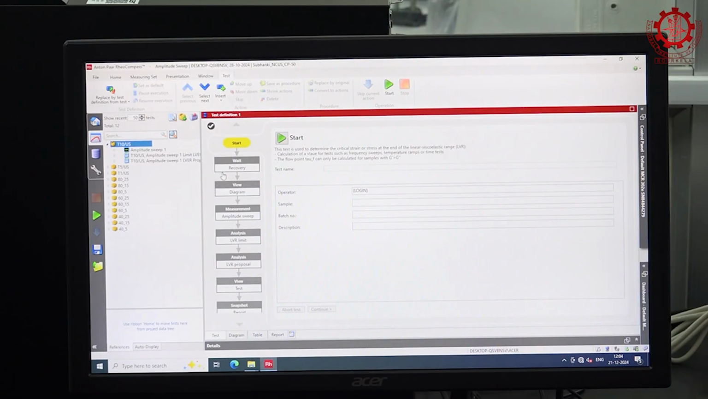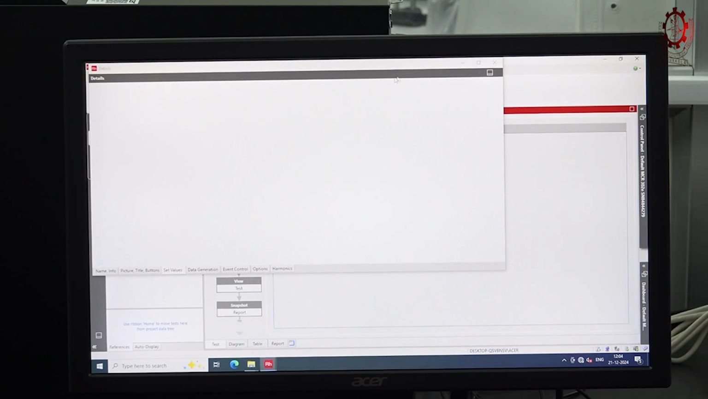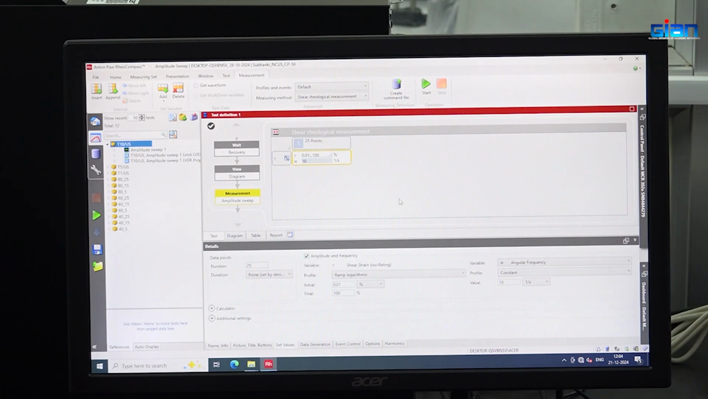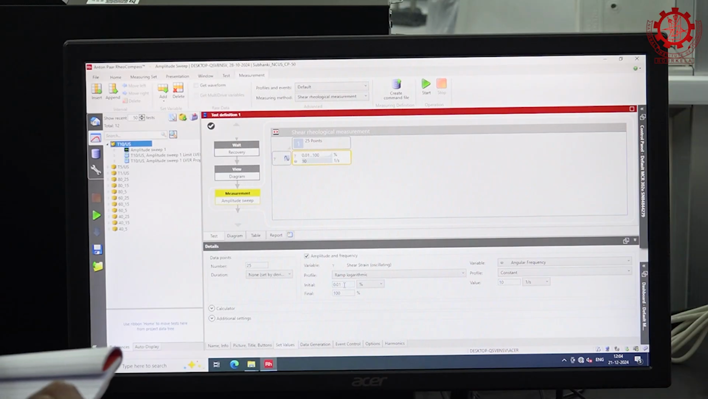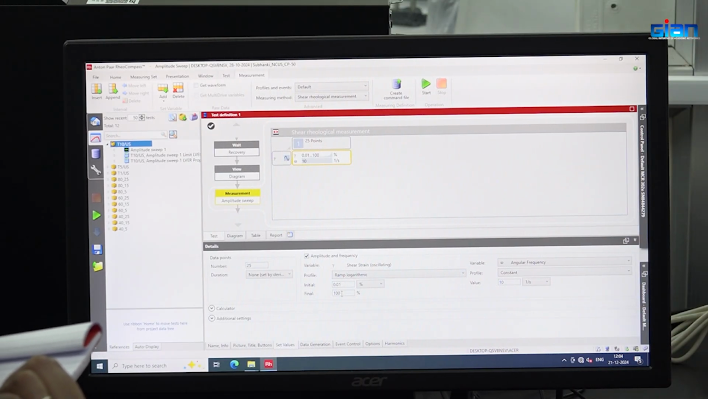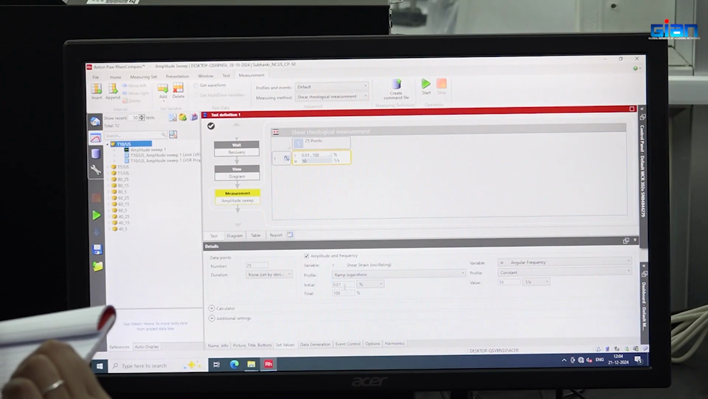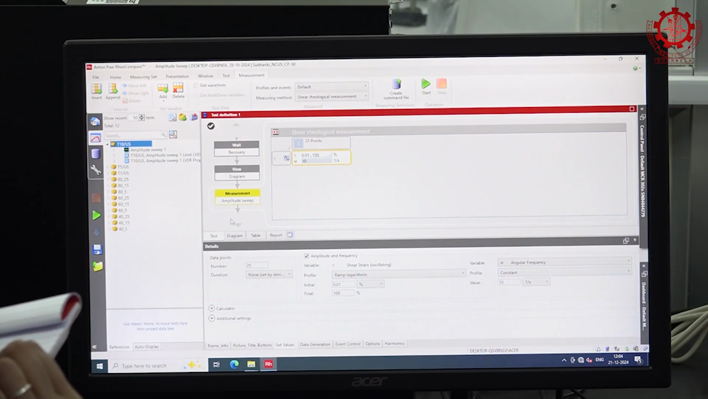This is the amplitude sweep, in which we give these measurements. Here the frequency will be constant in the case of an amplitude sweep, and we give the strain value in percentage. You can vary it according to your sample. The person who has run this has run from 0.01 to 100% strain, and the angular frequency will be constant.